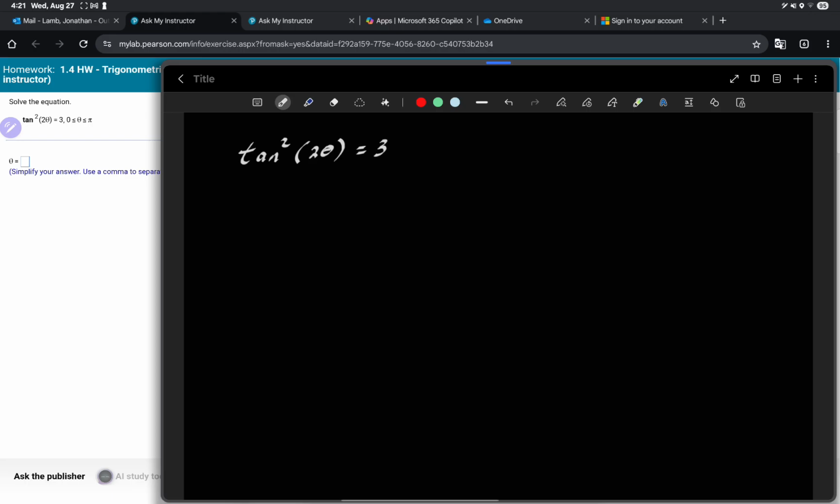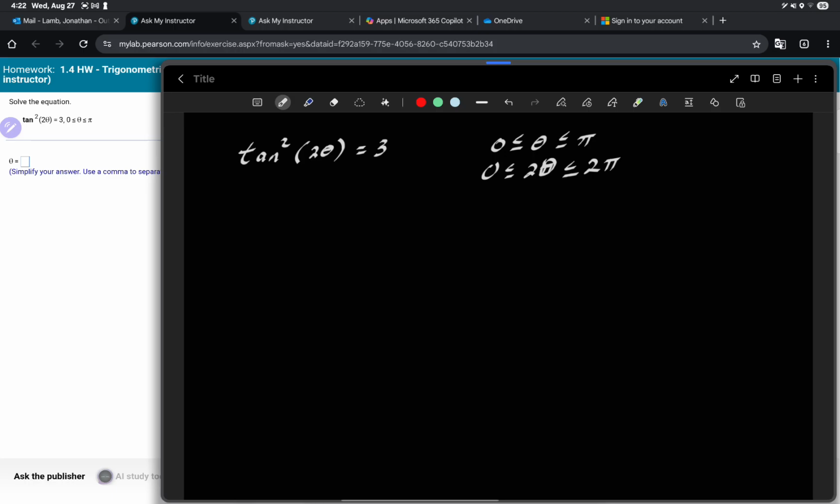And we want our solutions for theta to be between 0 and pi, so we'll have to keep that in mind. If theta is between 0 and pi, that means 2 theta is greater than or equal to 0 and less than or equal to 2 pi. I put 2 pi there, I meant 2 theta. Sorry, guys.